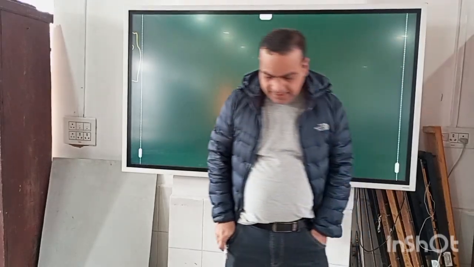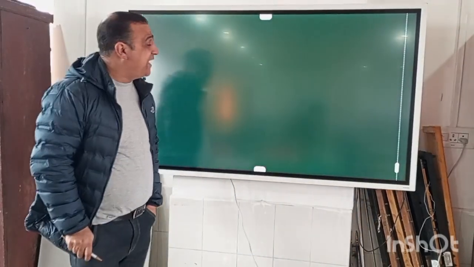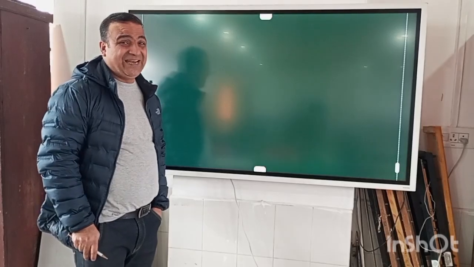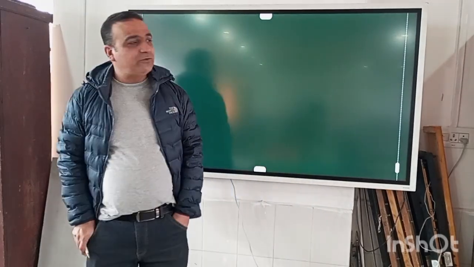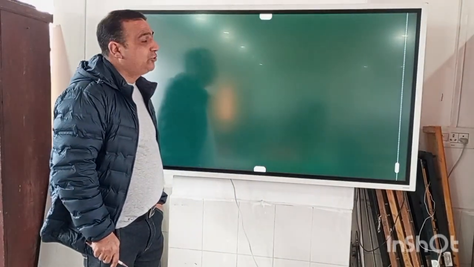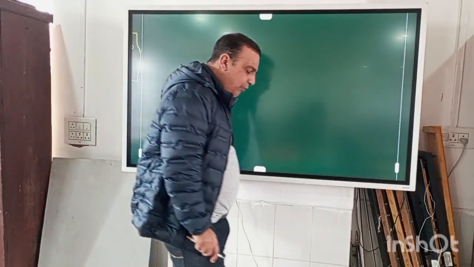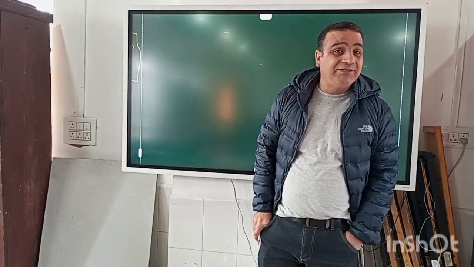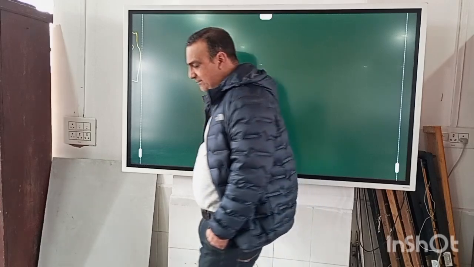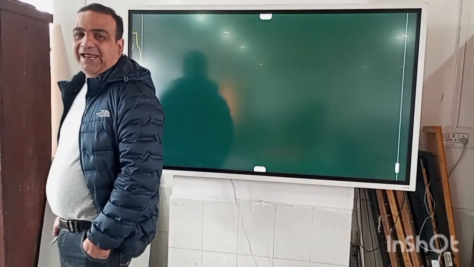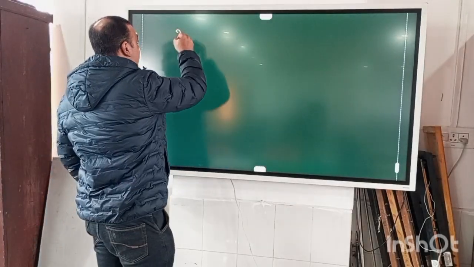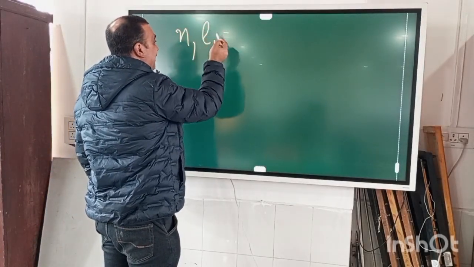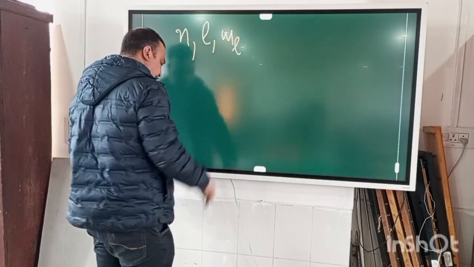Now, at the same instant, let me extend this. Let's talk about the selection rule, because we have already gone through the problem of the hydrogen atom. We have solved the problem of the hydrogen atom using Schrodinger's equation, and we have obtained the set of 3 quantum numbers for the hydrogen atom: the principal quantum number n, the orbital quantum number l, and the magnetic quantum number m_l.